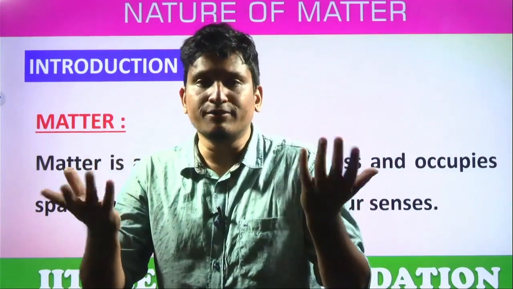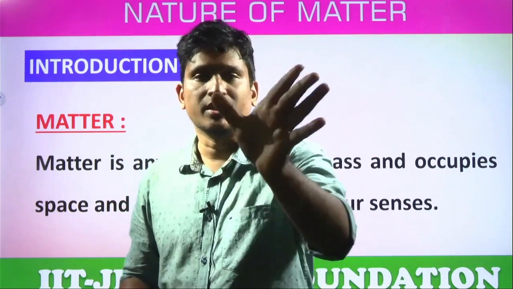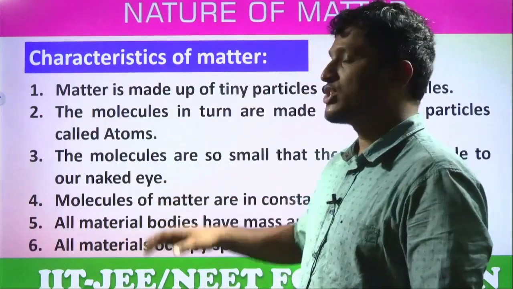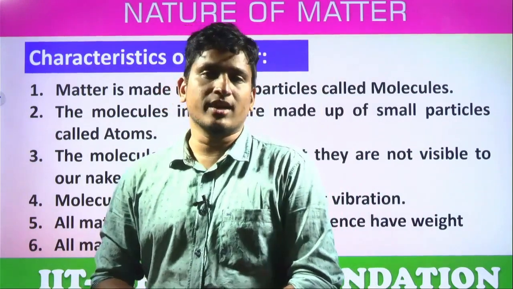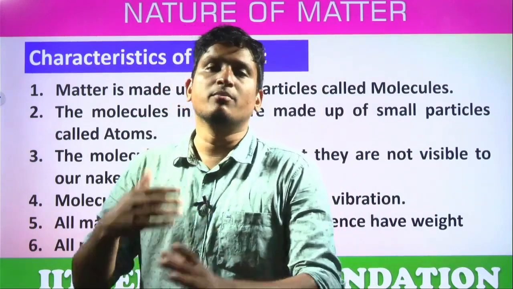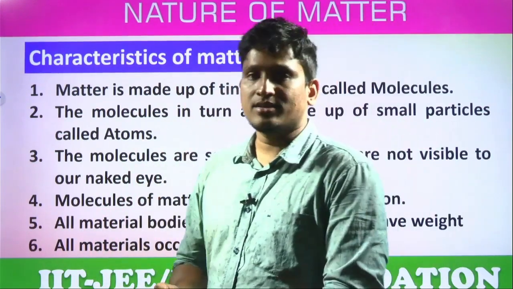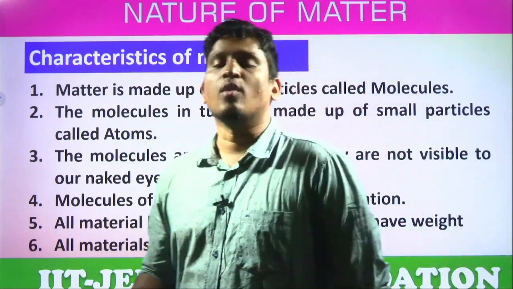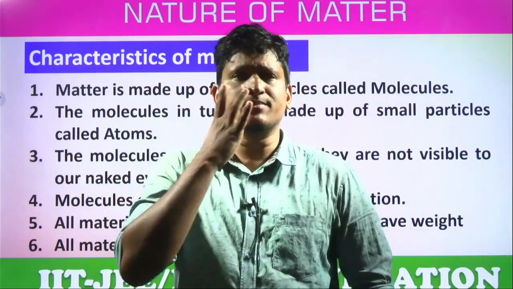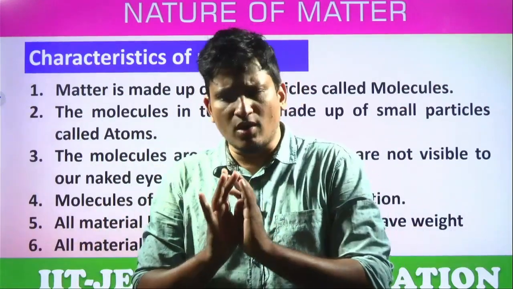And the study of matter and its composition is nothing but chemistry, students. In this chapter we will mainly focus on how we can classify matter, and into how many types matter is classified. First of all, let's see some of the characteristic properties of matter. Matter is made up of tiny particles called molecules. Ultimately everything is matter. The whole planet Earth itself is matter.